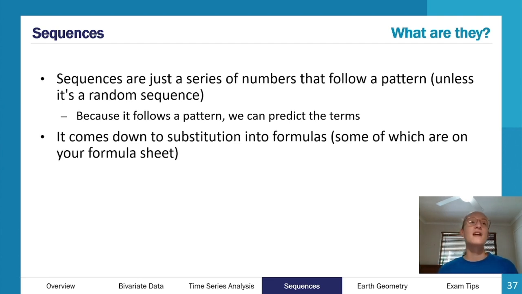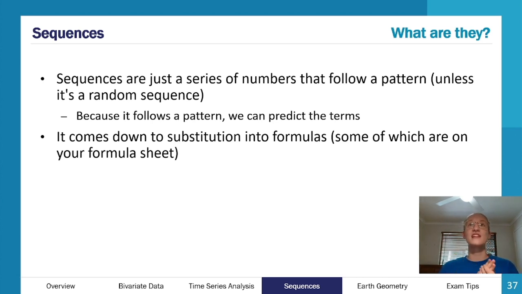For example, the number pattern 2, 4, 6, 8, 10. That is a sequence. We've already looked at a sequence together today, because that is a number sequence that follows a pattern. So I started with 2. 2 was my first number. 2 was my first term.